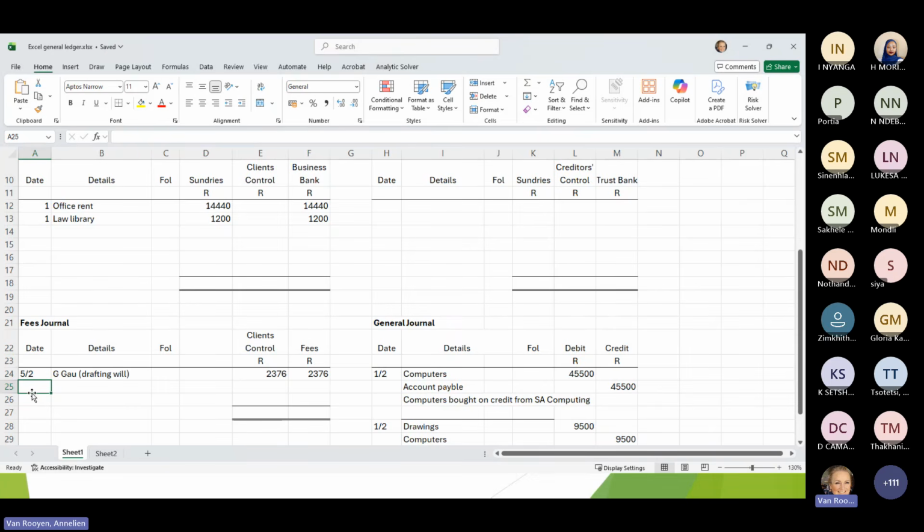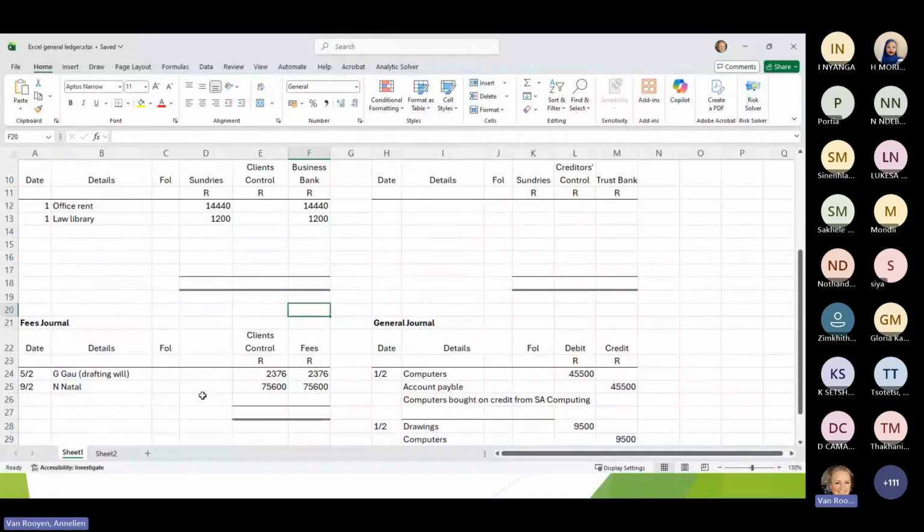So on the 9th of February, what's his name? I missed it now. Natal. And the amount is 75,600. And he is a client, so 75,600. Okay. Everybody okay on this one?